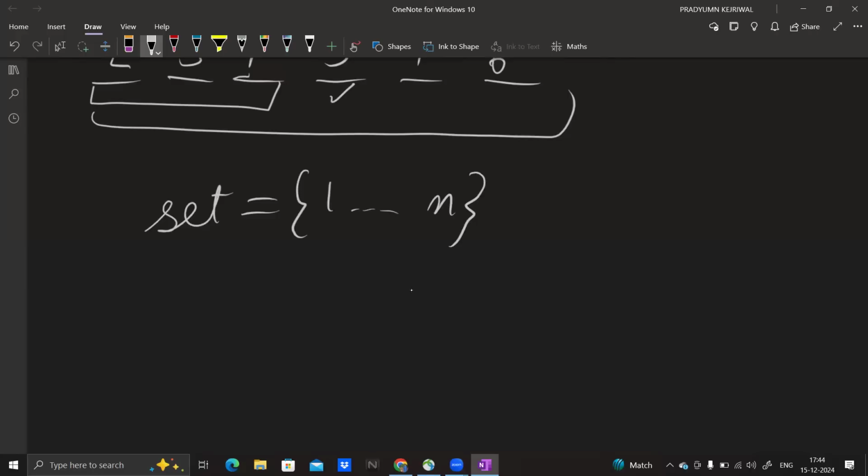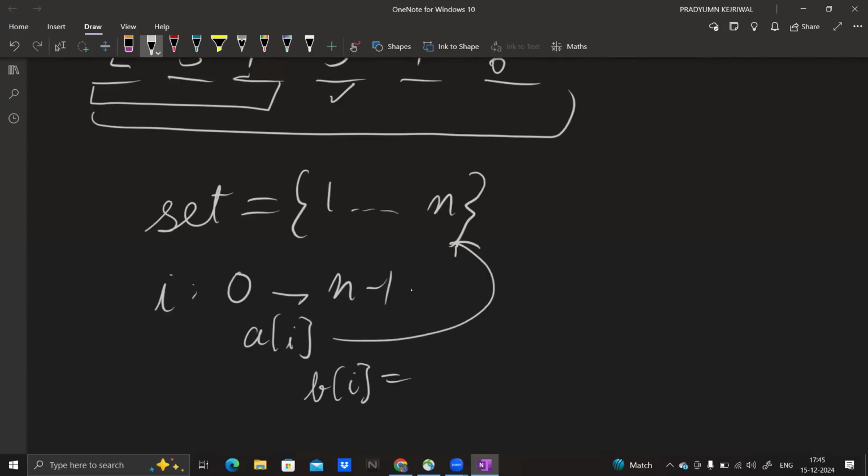Then I iterated over the array. i goes from 0 to n minus 1, and I checked a of i. If a of i is in this set, then that means it hasn't been used yet. So I'll just use that: b of i will be a of i. And then I'll erase a of i from the set. Set dot erase a of i.